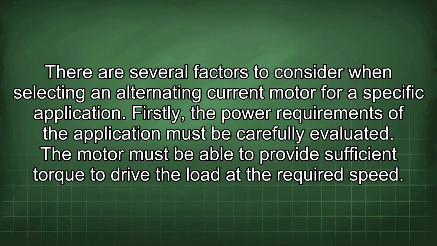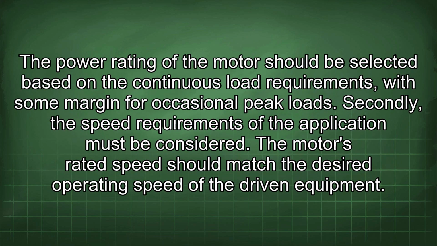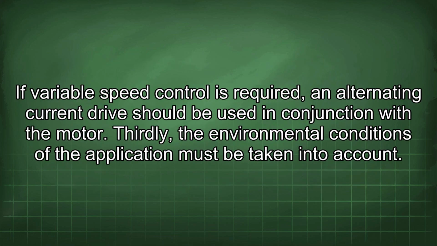There are several factors to consider when selecting an alternating current motor for a specific application. Firstly, the power requirements of the application must be carefully evaluated. The motor must be able to provide sufficient torque to drive the load at the required speed. The power rating of the motor should be selected based on the continuous load requirements, with some margin for occasional peak loads. Secondly, the speed requirements of the application must be considered. The motor's rated speed should match the desired operating speed of the driven equipment. If variable speed control is required, an alternating current drive should be used in conjunction with the motor.